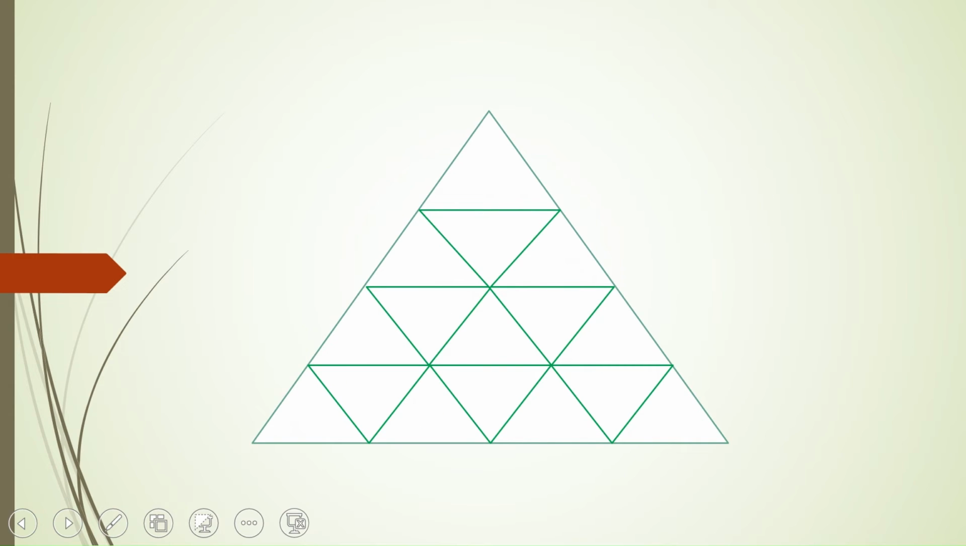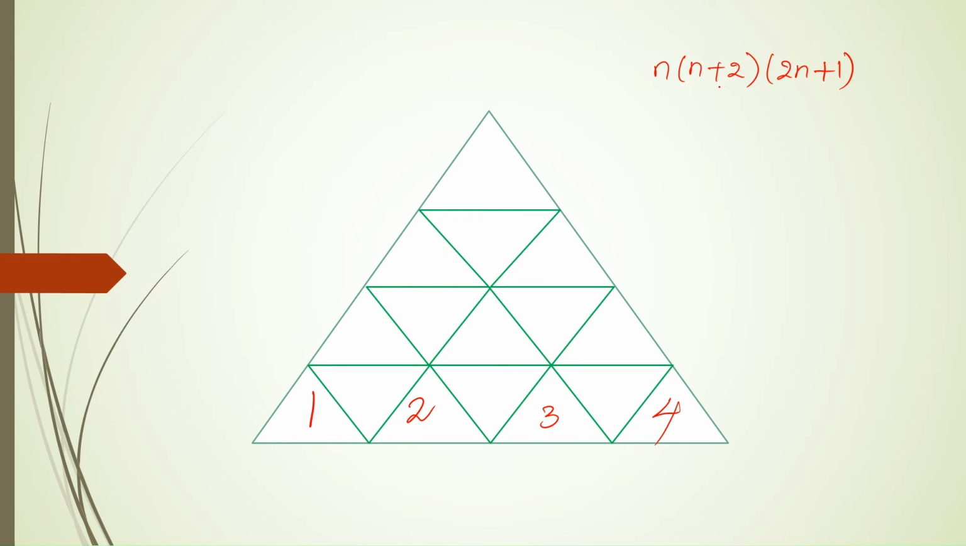Consider this particular pattern. Here, if we see, we have 1, 2, 3, 4 triangles as base. Now when we substitute this in the formula, we'll calculate how many triangles we can get here, where n equal to 4, because here we have got 4. 4 into 6 into 9 by 8.